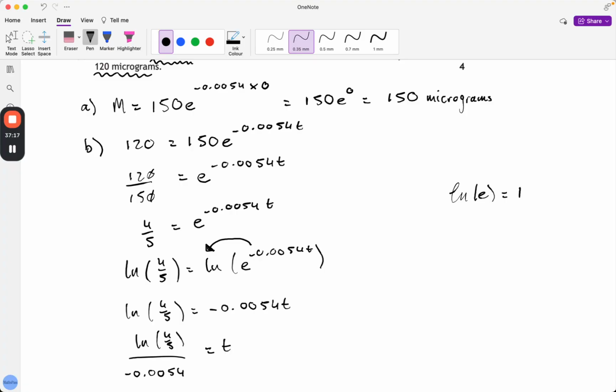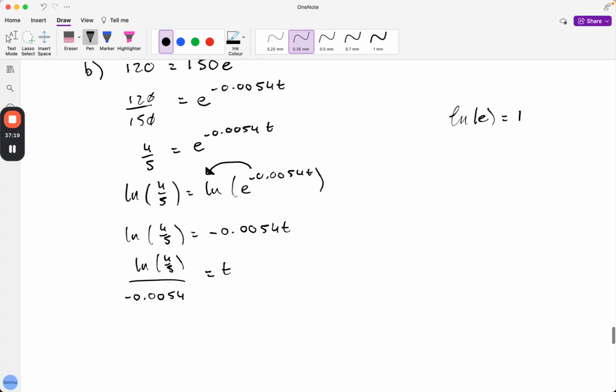And then if you pop that into your calculator, don't forget your brackets on the top. So to get the natural log as well, you want to do shift and then your log button. Then you can do your 4/5. And then you want to divide that by minus 0.0054. And that gives you 41.32 if we take it to 2 decimal places.